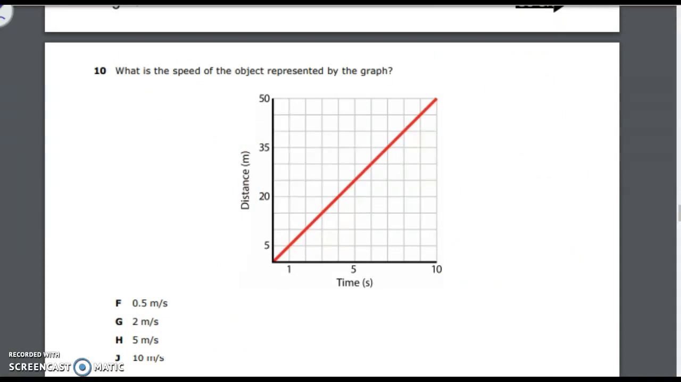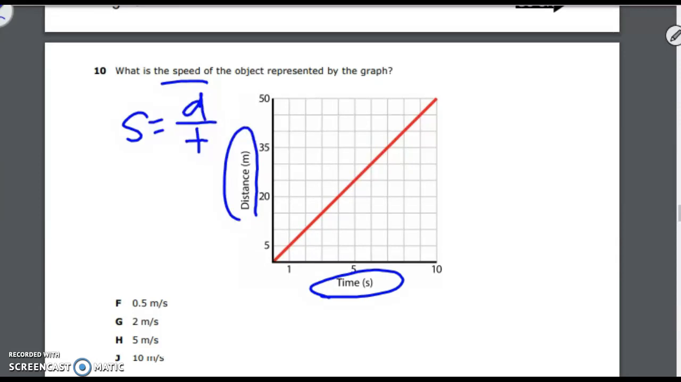Next question: What is the speed of the object represented by the graph? So we should know that speed is distance divided by time. This is a distance versus time graph. So the easiest thing, and the one thing that I love to do, is look to see where we've got 5 right here over 1. My distance is 5 and my time is 1. And because it's a straight line, everywhere on this will be the same thing.